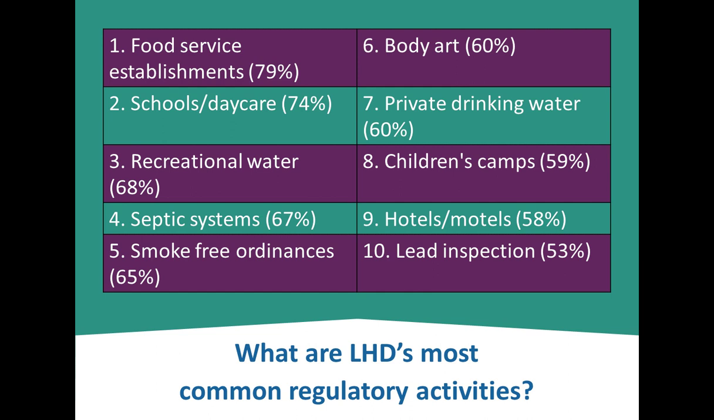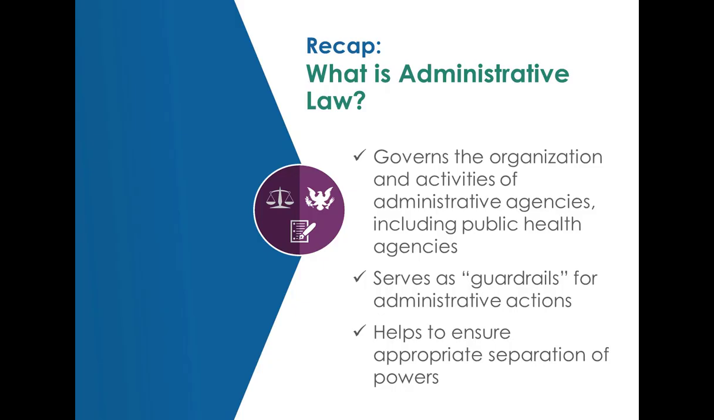Okay, so as you can see, the regulatory authority of state and local governments is quite broad. For example, this is a snapshot from NACCHO's 2016 National Profile of Local Health Departments, which illustrates the range of regulatory activities undertaken by local health departments. As you can see, this includes licensing and inspecting food service establishments, schools and daycares, as well as septic systems.